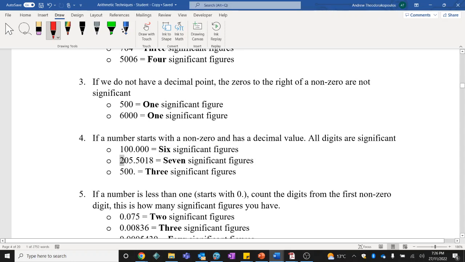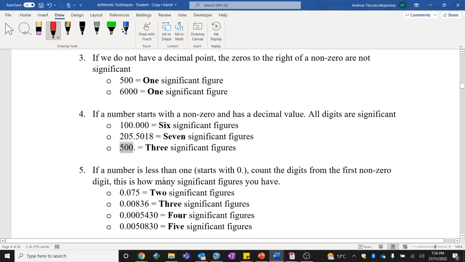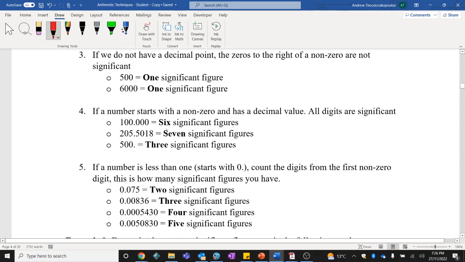Same thing here. Our first number is non-zero, so it's a 2. This is sandwiched by the other 2 non-zeros, so this also counts. But then we have a decimal point here, so the rest of these numbers are significant. Same thing with this one. Although we don't have any numbers after the decimal point, we know that there is a decimal point, and so all 3 count as significant. We're going to practice this a lot, so it might be very, very confusing and annoying right now, but with practice, we will get the best out of this.